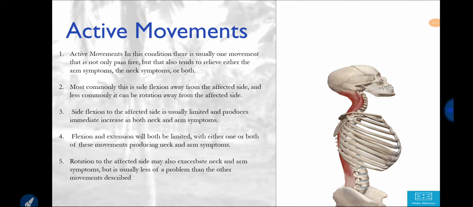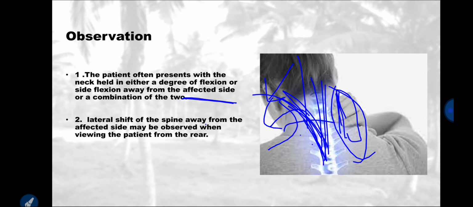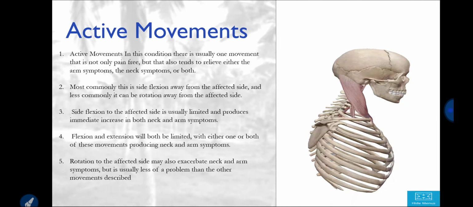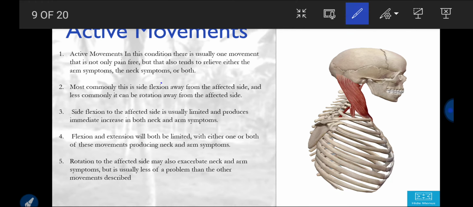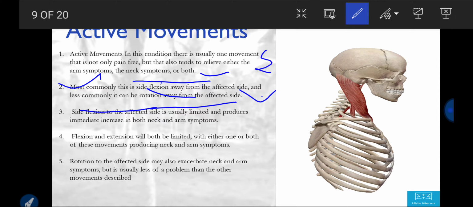In active movement in this condition, there is usually one movement that is not only pain free, but also tends to relieve either the neck symptoms or both. Most commonly this is side flexion away from the affected side, and less commonly it can be rotation away from the affected side. So most commonly it is the side flexion, and less commonly the rotation.